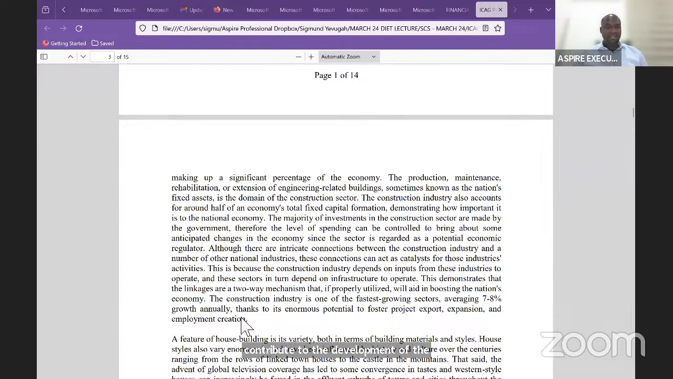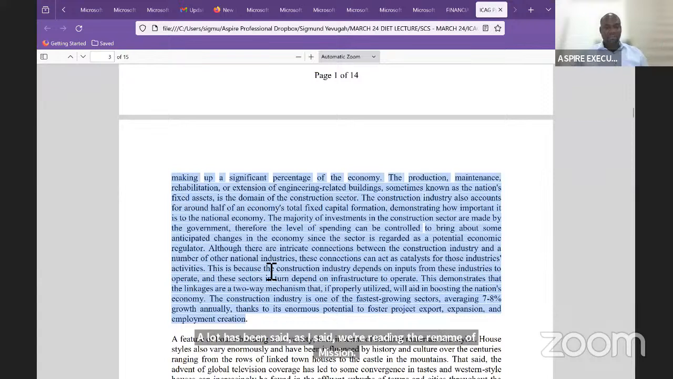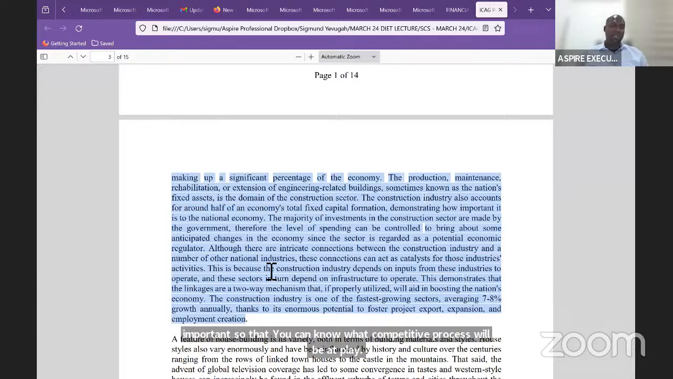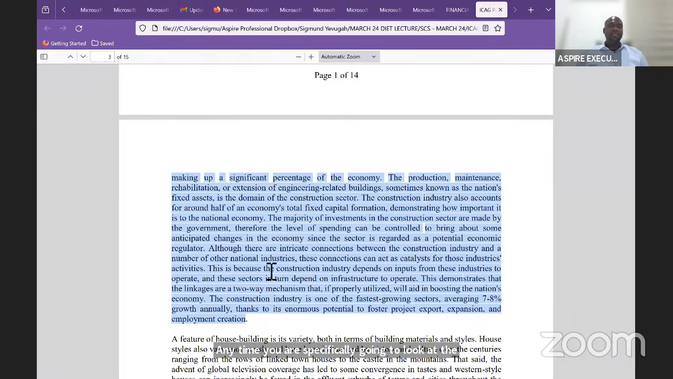A lot has been said. As I said, we could read the information, but most of this information is basically to help you understand the nature of the industry that we are discussing here. And obviously, the nature of the industry is very important so that we can know what competitive forces will be at play. Anytime you are going to look specifically at an industry, you want to understand the competitive forces that will be at play.